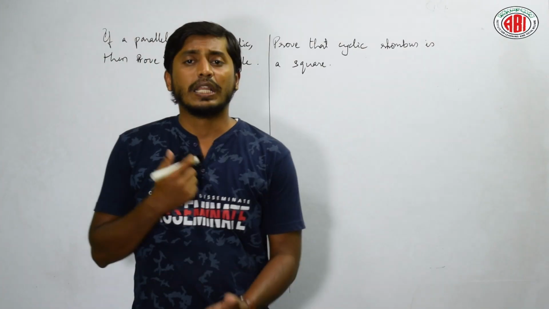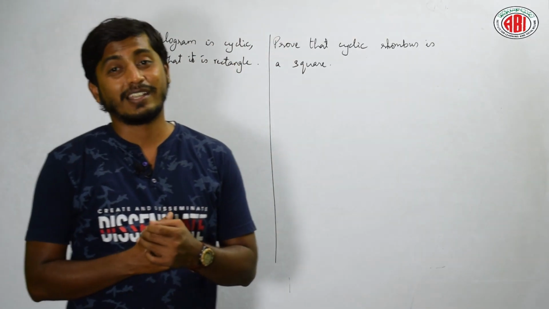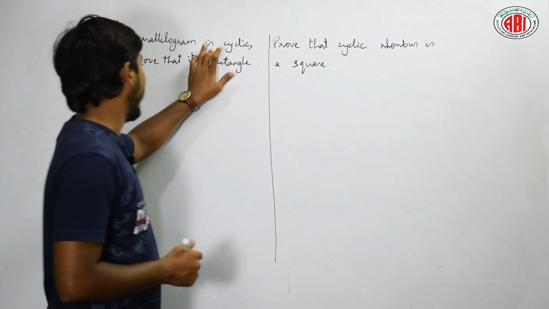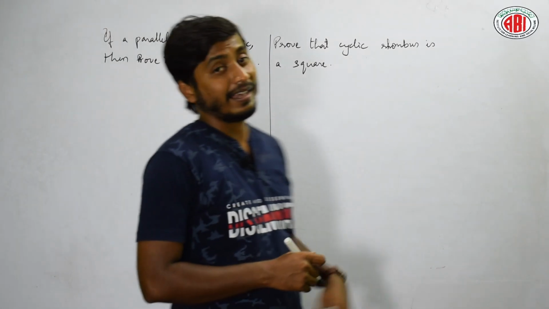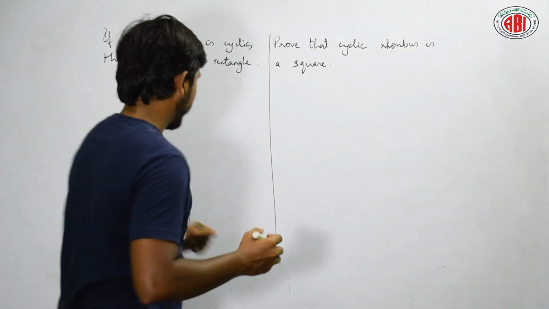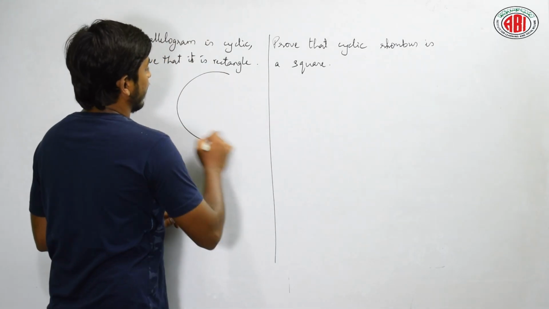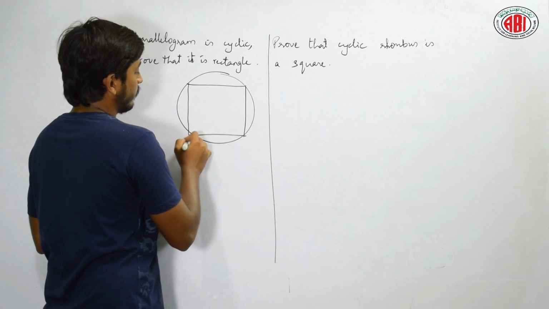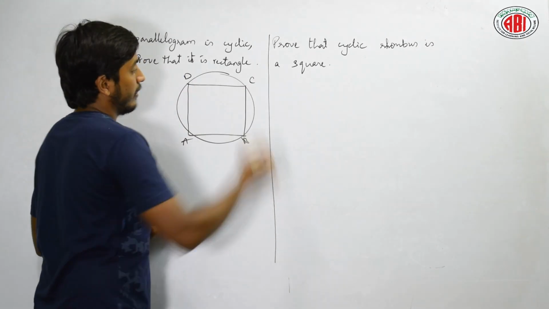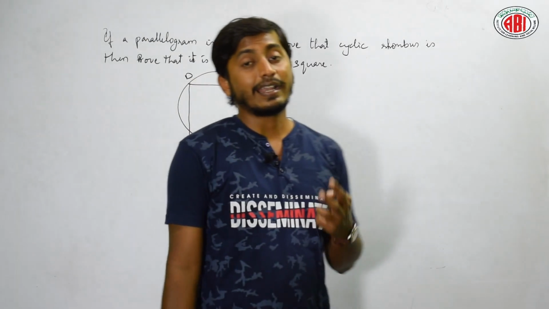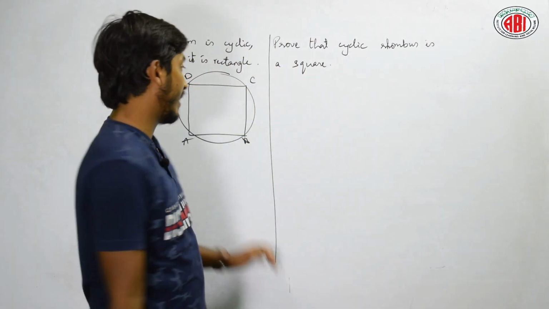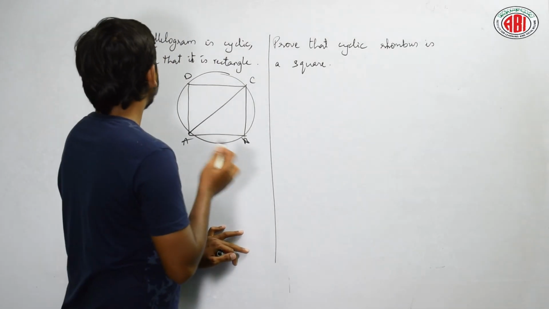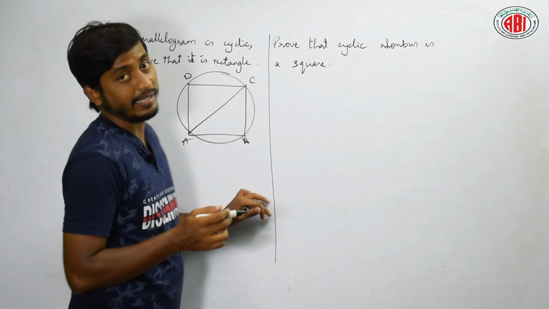Let's do. Look at these problems. These are very important and very useful theorems. That is, if a parallelogram is cyclic, then he is asking us to prove that it is a rectangle. How do we do it? Tell me. Let us consider some parallelogram inside a circle, ABCD. Okay. He is clearly telling that it is a parallelogram. Obviously, opposite sides are equal. Yes.